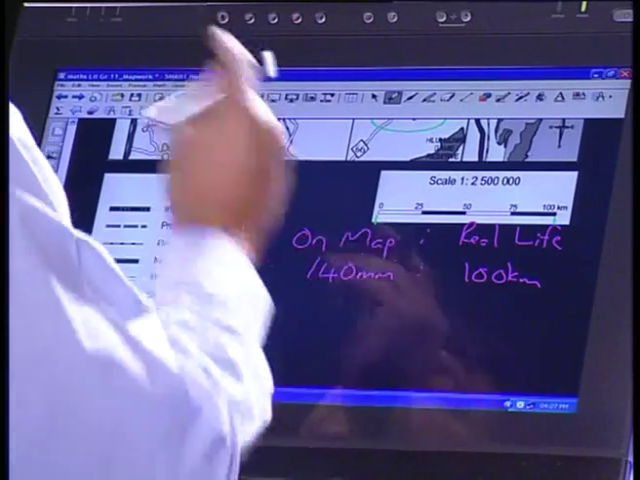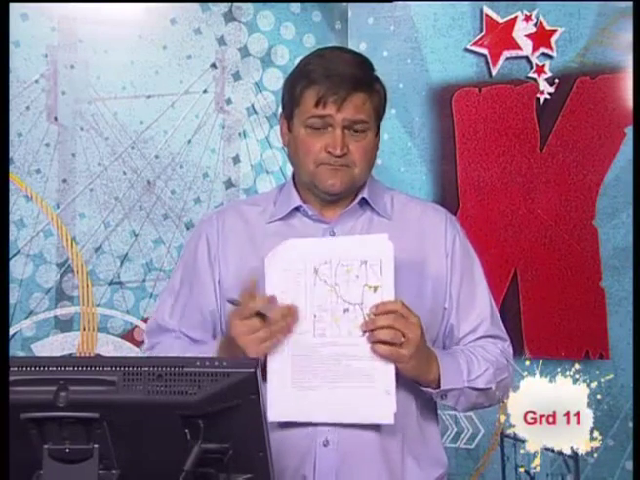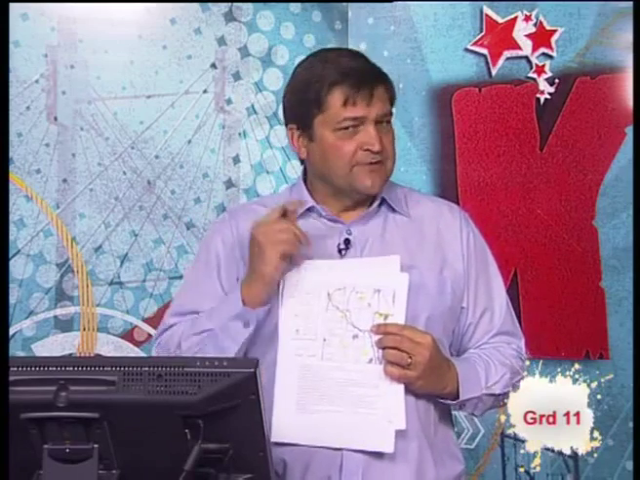Now, folks, if you've got this question in front of you, please remember this. Your question is on a piece of paper this size. It's a lot smaller map, and your scale's a lot smaller. So you're not going to get 140 millimeters represents 100 kilometers. You're going to get something a lot smaller than that. In fact, if I remember correctly, you're probably going to get around about 29 millimeters represents 100 kilometers.